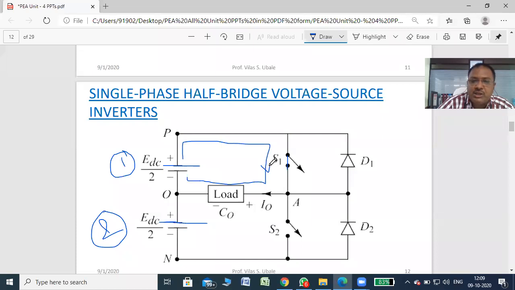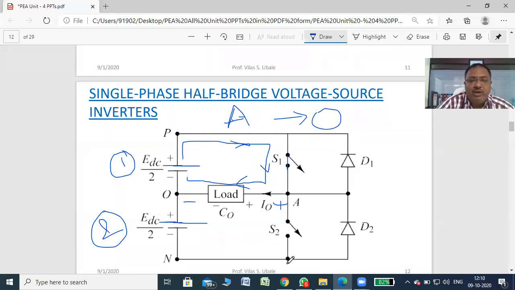Okay, so current direction, see here, the current through the load, A is positive with respect to O. Is it clearly visible? And understand what I am telling you. A is positive with respect to O. O is negative and A is positive. When S1 is on, current flows from the battery positive, P, then S1, through the load from A to O. Okay, so when S1 is on, current flows from A to O. This is the current flow.